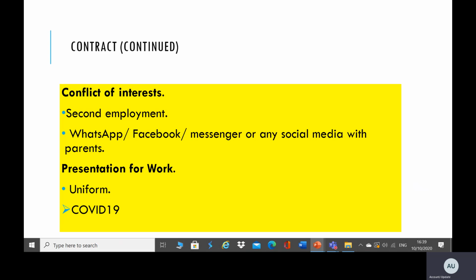And that would be written into a contract. Now, your presentation for work would be, if there is a uniform supplied, that you wear a uniform daily. With COVID-19, it's advisable, and TUSLA inspectors ask about it when they come in, that we have a second uniform on site. Now, I don't request my employees to have a second uniform. I request a second change of clothing.